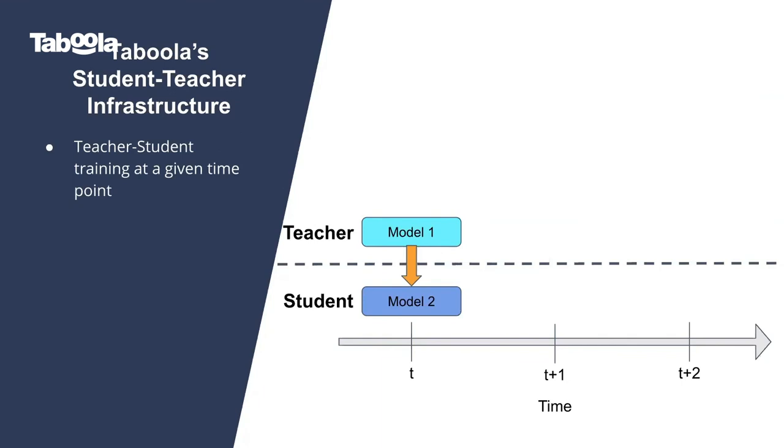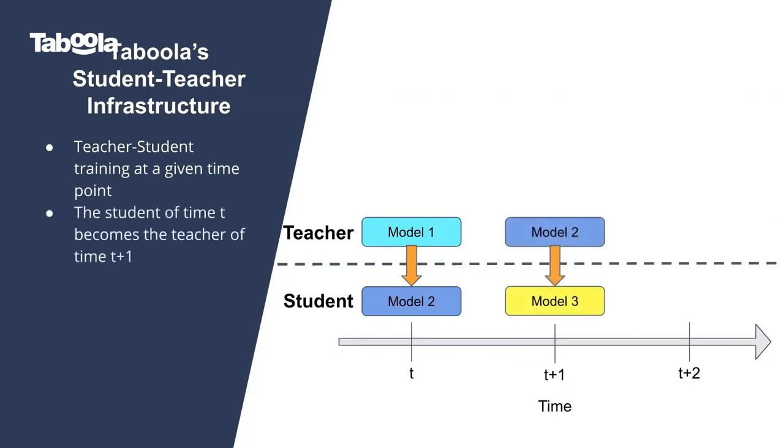So say that we are at time t, and we train a teacher model, model 1, and we share its knowledge with model 2, the student model. When we go to t+1, as you can see, the second model becomes the teacher for the third model. So what we learn at time t, we want to pass to the third model, at the next timestamp. And this can continue as we move forward in time.